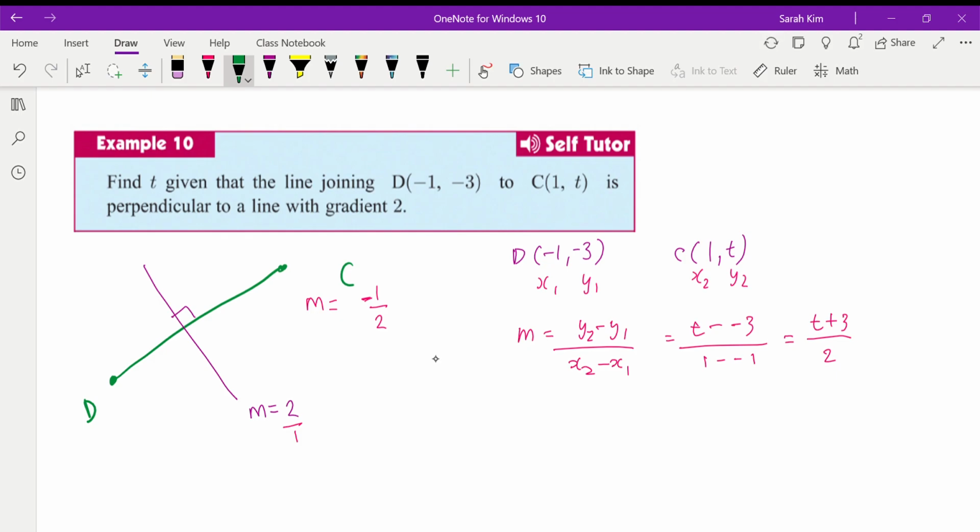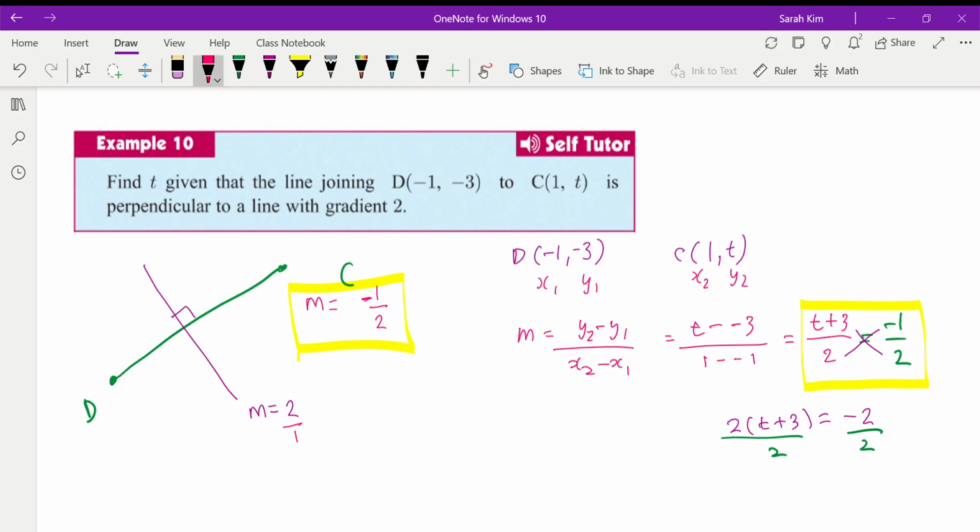So now I know that this should equal my gradient, so I'm going to equal it to -1 over 2. This is what I'm just trying to solve now. I just got to cross multiply, easy peasy, and solve for t. So 2 lots of t plus 3 equals the other diagonal, which is -2. So all I'm going to do is get rid of the 2. You could expand as well, doesn't matter.